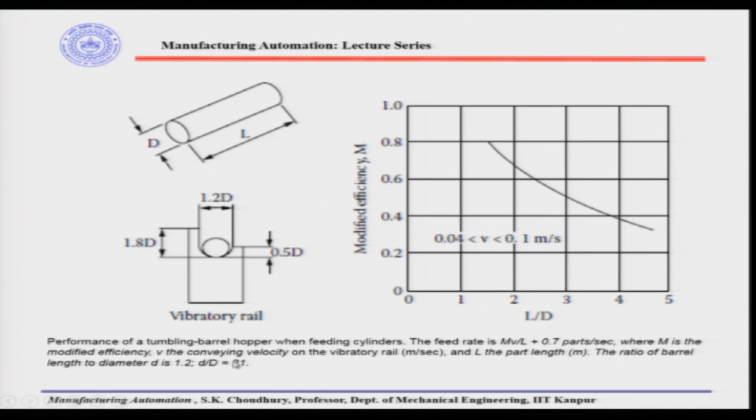Now, performance of a tumbling barrel hopper when feeding cylinders is given graphically here. So, this is for the velocity between 0.04 and 0.1 meter per second, and this is the modified efficiency here, and this is the ratio of L by D, that is L is the length of the part and D is the diameter of the part. Okay. So, these kinds of curves, as I said, are normally given as a reference curve, so that you can find out or select the efficiency. For example, here it is the efficiency which is given.